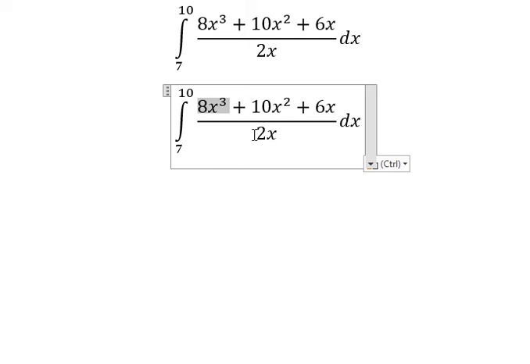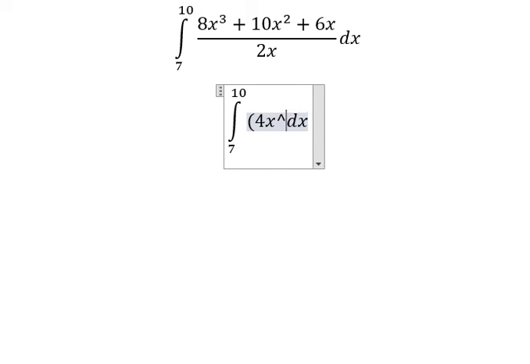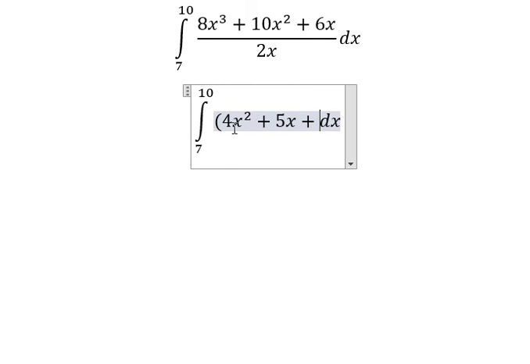This one divided by this one, divided by this one, and this one divided by this one. So we will have about 4x squared plus 5x plus 3.